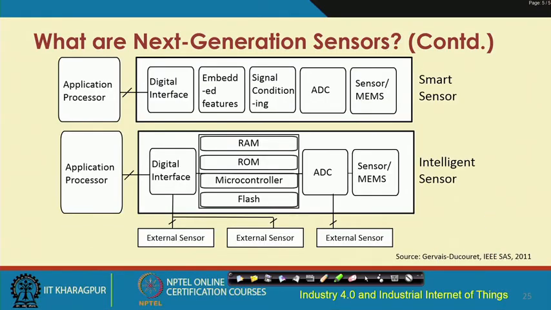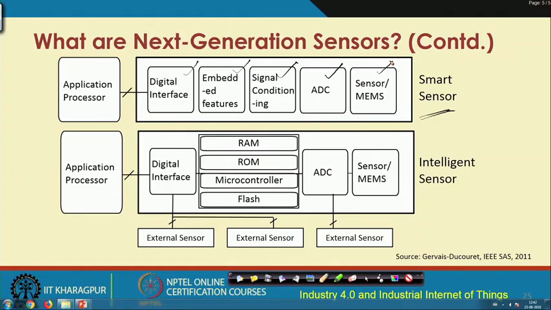So, this is how a smart sensor would look like. A smart sensor, this is an example of it. As you can see over here, there is a digital interface and embedded features, a signal conditioning circuit, then you have ADC, analog to digital converter, and the sensors or MEMS which actually sense the material, sense the environment or sense whatever it is supposed to sense.